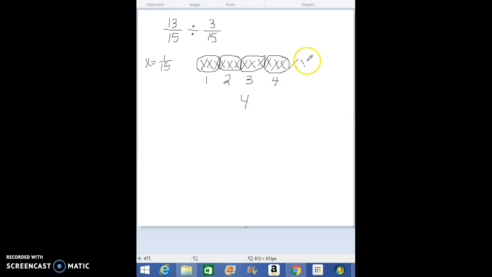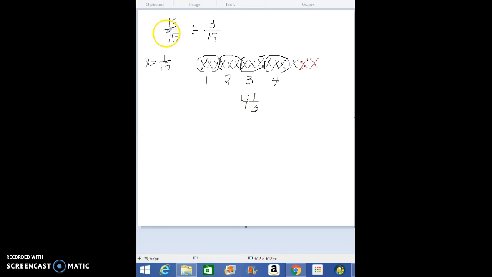So one way I've done it before, maybe if I use a different color, let me try that. So let's say this is what I would need to make another group, but I don't have these in red. I only have the black one. So I have 1/3 of this last group. So that makes my answer 4 1/3.